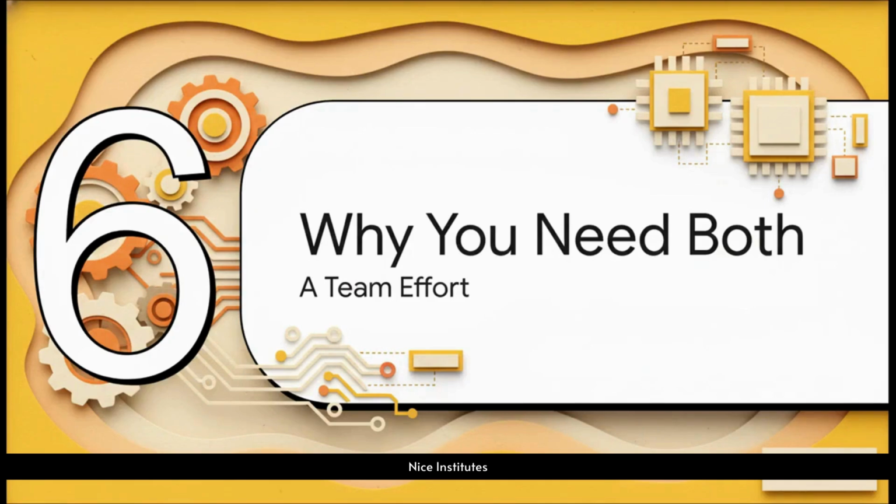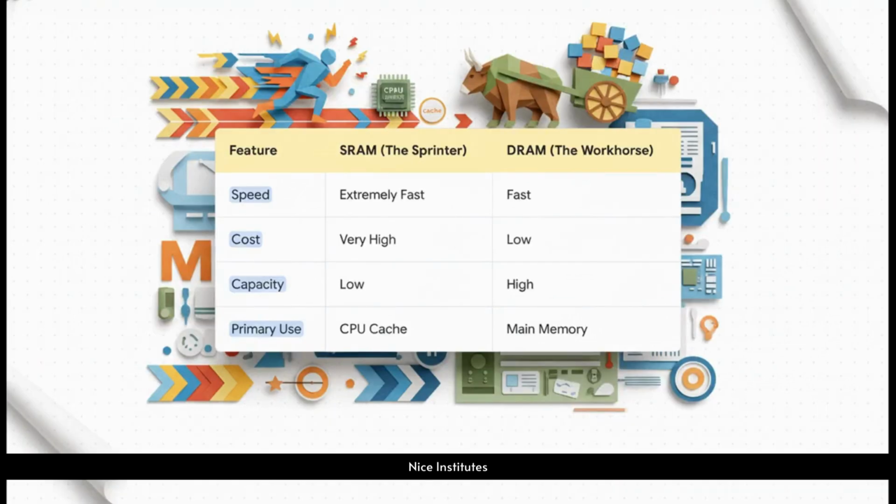So you might be wondering, hey, if SRAM is so much faster, why don't we just build our computers entirely out of it? Well, the answer lies in a really clever system of teamwork. It really all comes down to those trade-offs. SRAM gives you just unmatched speed, but at a very high cost and with low capacity, which makes it perfect for that CPU cache. DRAM, on the other hand, offers massive capacity at a low cost, but at slower speeds, making it the ideal choice for that main memory, workbench.